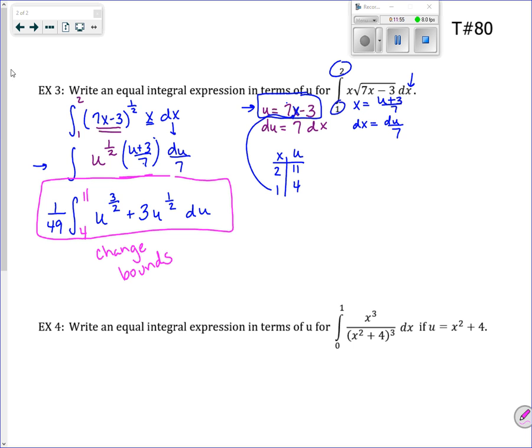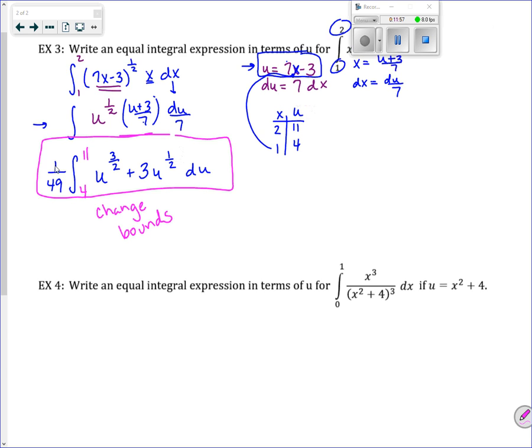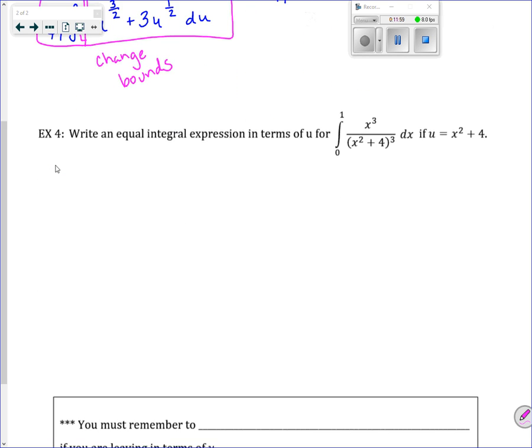So why don't you try example 4 for me. Stop the video and see, this is kind of a tricky little fella, but let's see if you can do it. They even tell you what u is. So stop the video and give yourself a shot at it. So I tend to rewrite this.